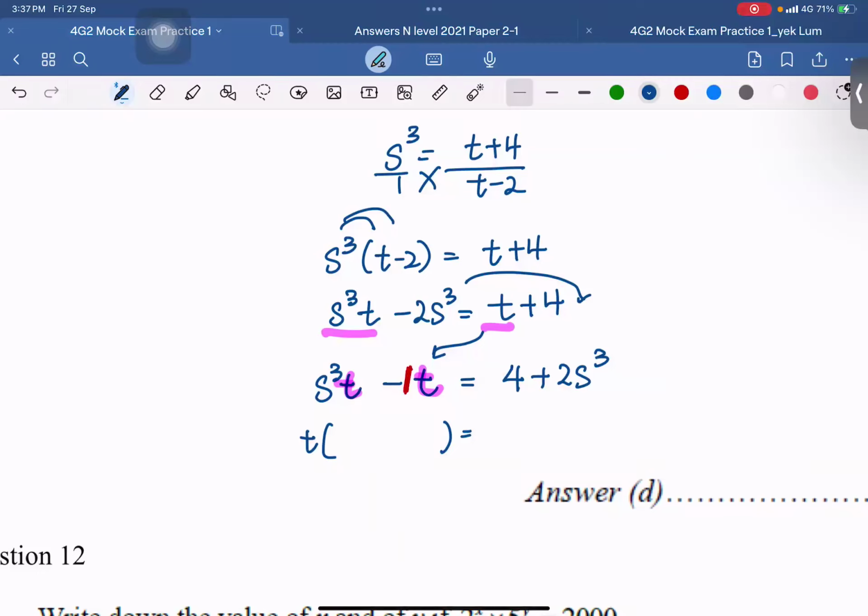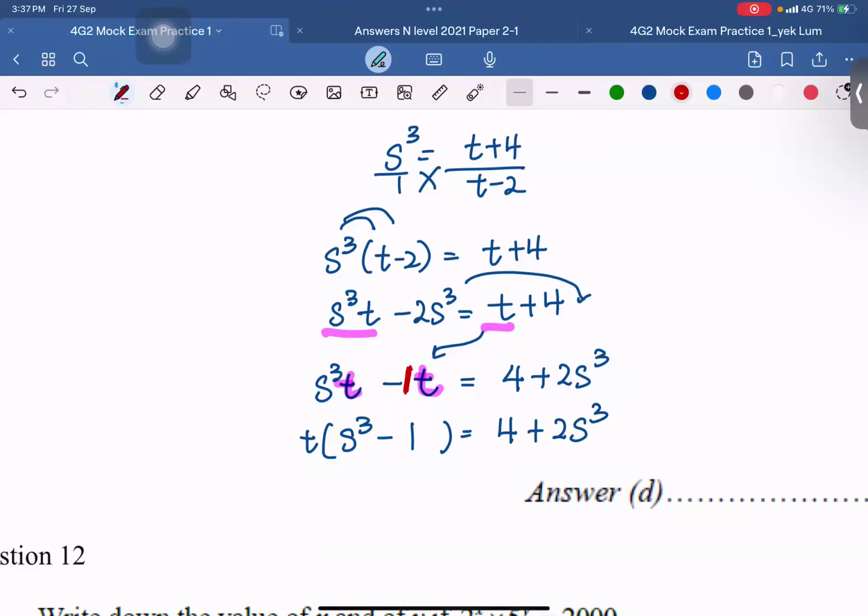I'm in the library. Oh, you can type out the answer. I'll get s cubed, then minus 1. Yes, correct. Okay. S cubed minus 1. This will be 4 plus 2s cubed.